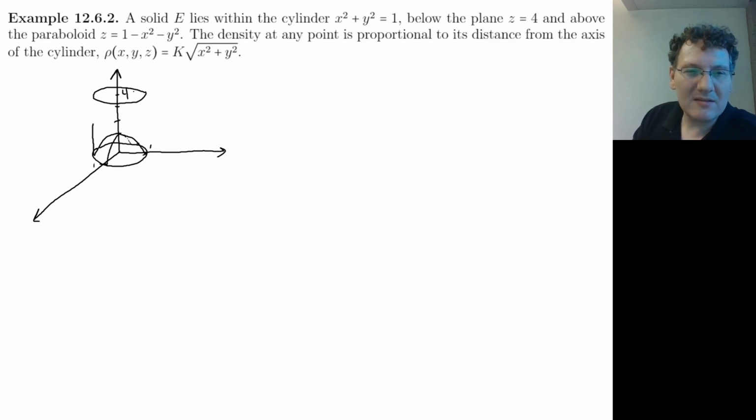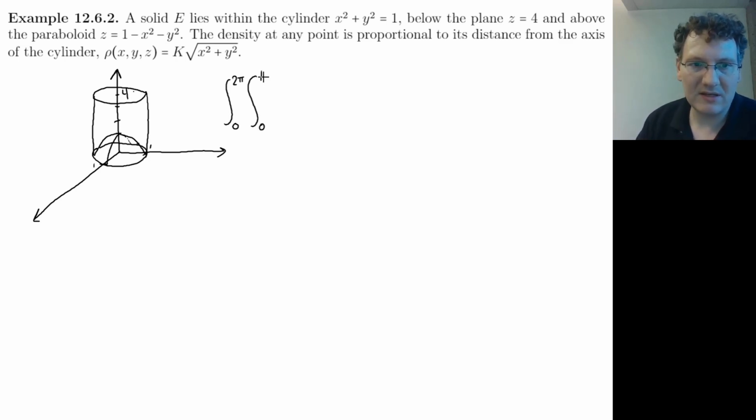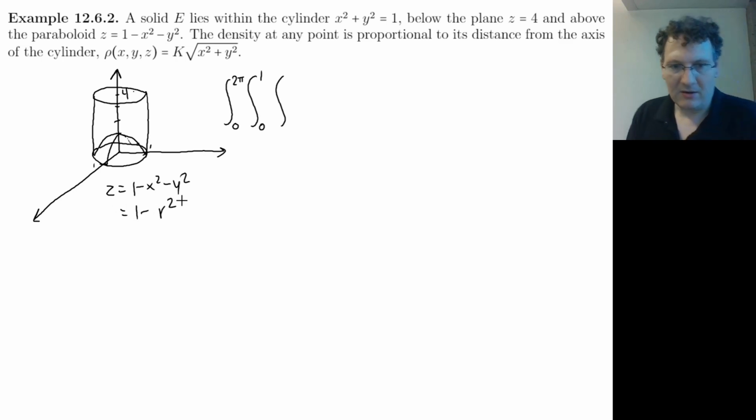So what we have then is like a can, a cylinder with a hollowed out bottom. What we're going to set up, since this is over a disk, is theta going from 0 to 2 pi, and the radius going from 0 to 1 because it's a disk of radius 1. Z is going to have the lower bound z equals 1 minus x squared minus y squared. This is converted to 1 minus r squared using the conversion from rectangular to polar coordinates. So that's the lower bound in the z direction. The upper bound is 4.